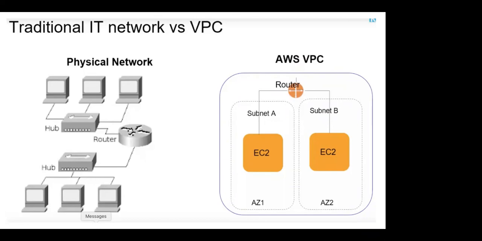Router is for traffic. So how does this router work? It has a table, the routing table. One is your main table and another one is a custom table.